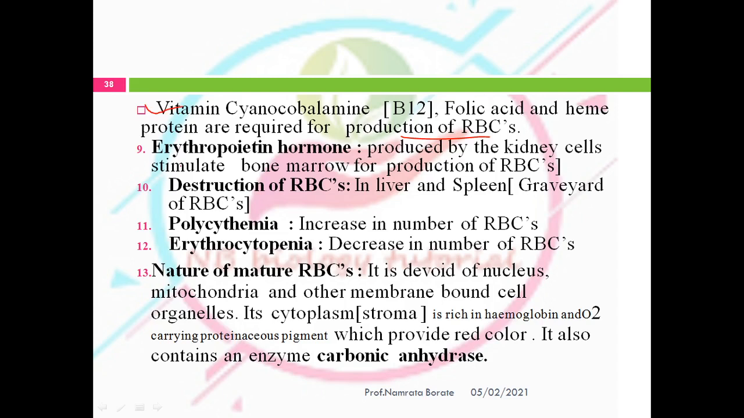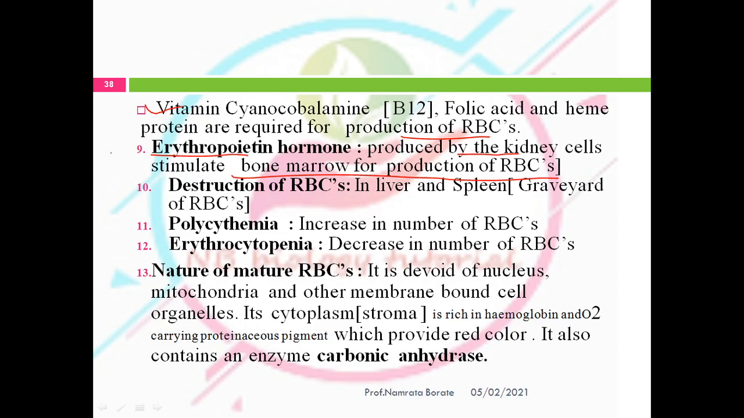The next one is the erythropoietin hormone. So what is erythropoietin? It is produced by the kidney cells. It stimulates the bone marrow for the production of RBCs. This name is also asked in MCQs. The erythropoietin hormone, which is produced by the kidney cells, stimulates the bone marrow tissue for the production of RBCs.